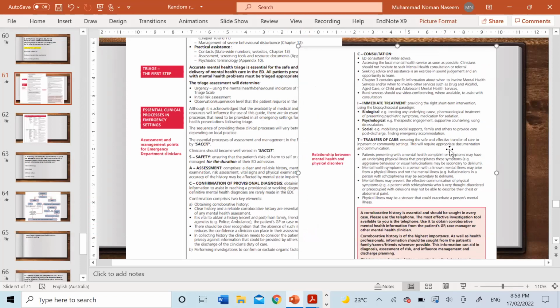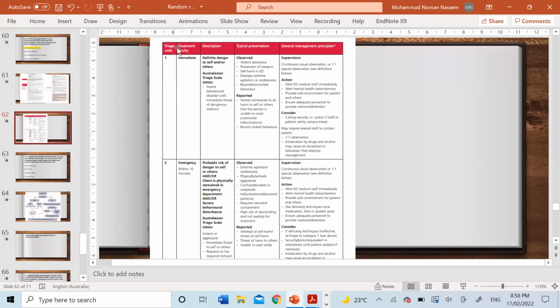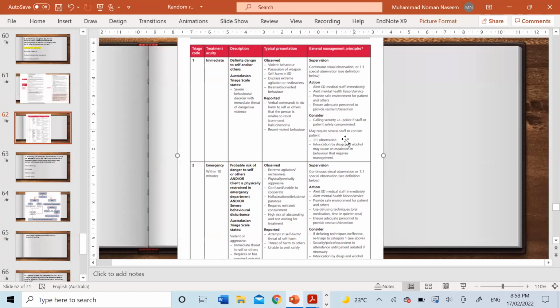The next thing we do is we call the senior for help. All right. We call the ED senior and we call the psychiatric senior. The immediate treatment is to be decided by them. What do they want to do? If there are some biological things or psychological therapy or social therapy, and then transfer of care is to be done by us, whether we want to explain this or this or this to the family about what is going to happen to their patient. So immediate, definitive danger to self and others. So we observe the patient, do the verbal commands if there, then we do supervision, alert the staff, call the security, and provide restraint. All right, that is how it is done.